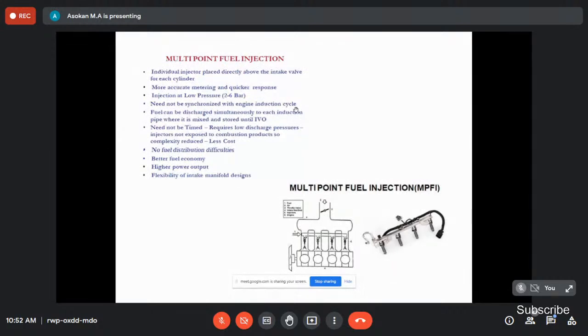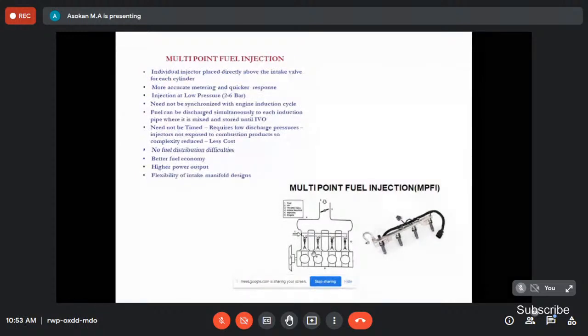So the first cylinder by suction, right? Then the second cylinder. All the cylinders will have the air-fuel mixture readily available, so we do not wait for the particular induction. That is the advantage. Fuel can be discharged simultaneously to each induction port, where it is mixed and stored until the inlet valve opens. So before the inlet valve opens, it is readily available. Here there are no fuel distribution difficulties, so there is better fuel economy and high power output.